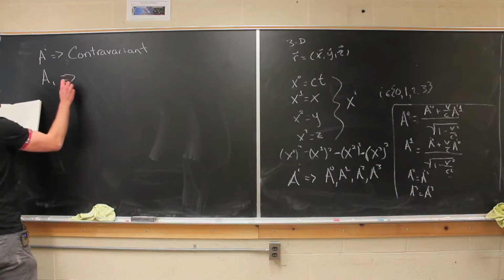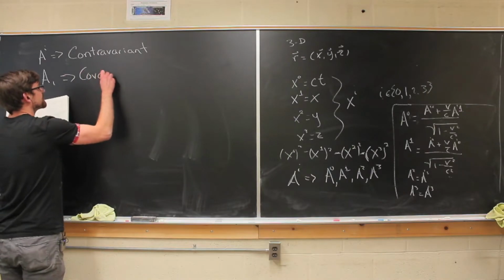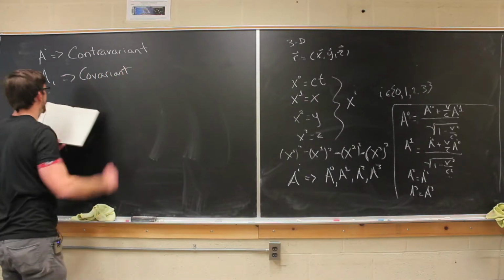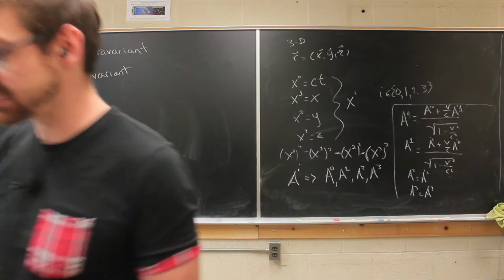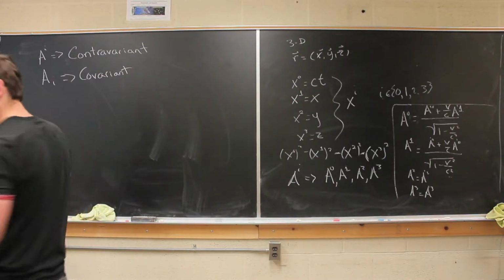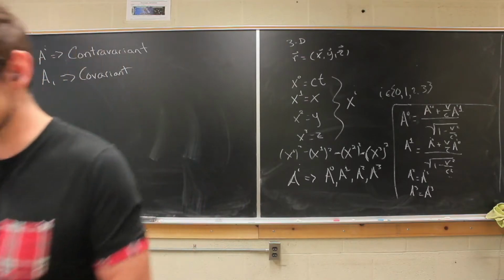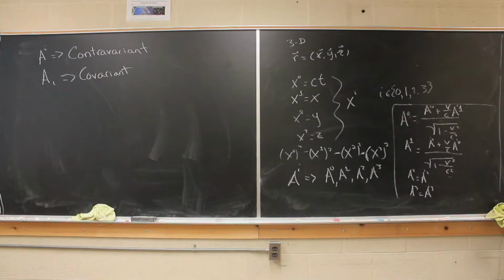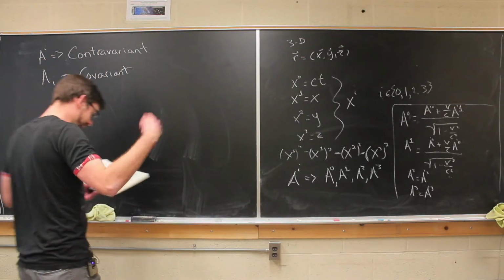So we have contravariant, but also covariant. And covariant is going to be a very similar relation to contravariant, except it's going to be necessary, and when we were writing down our, well, you'll see.